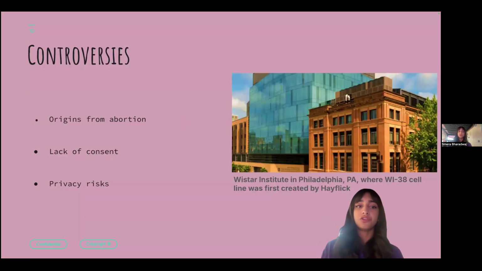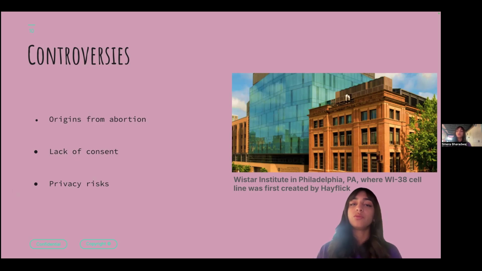Okay, now let's go over some controversies. Some people that are morally opposed to abortion criticized the cell line for its origins from being an aborted fetus. Another controversy was the severe lack of consent during this experiment. The woman whose fetus the cells came from did not consent to its use. In fact, she didn't even know about it until years later when she was contacted by someone from an institute who was hoping for a more detailed medical history.